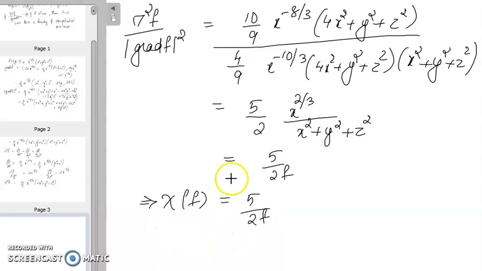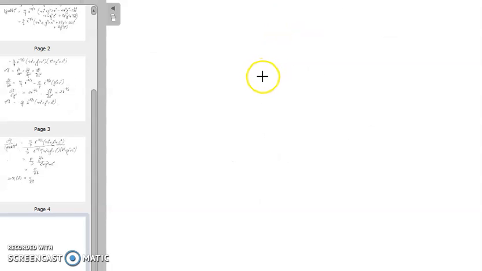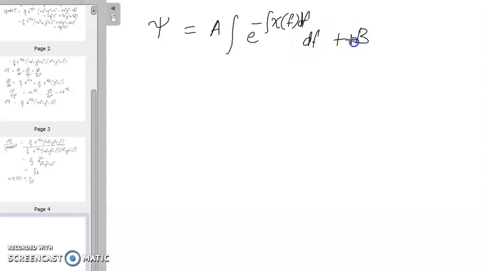Now we have seen how to calculate the potential function in the last class. So potential function psi will be given by a integral e raised to minus integral chi of f df plus b. So that is the required potential function.